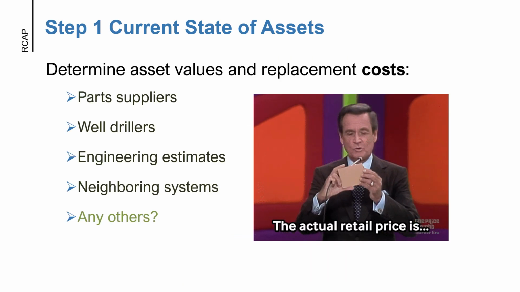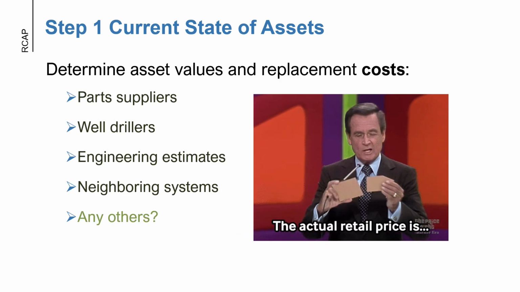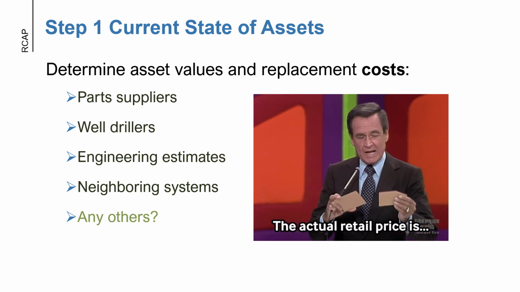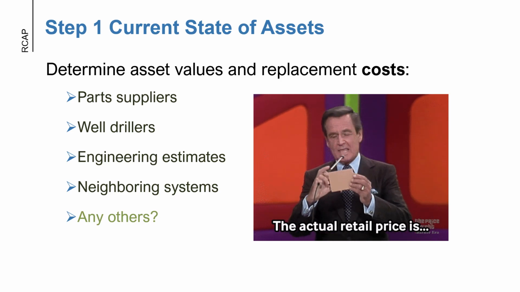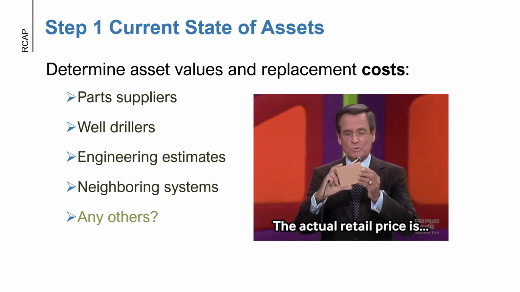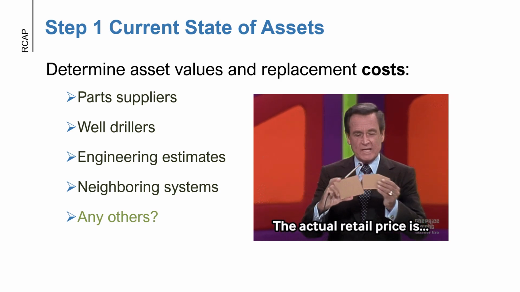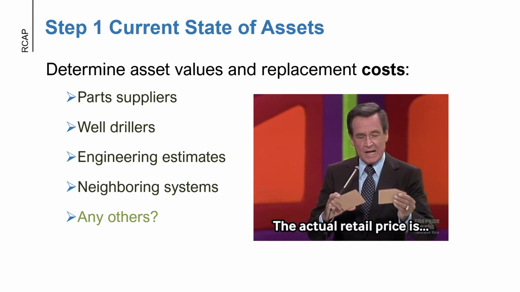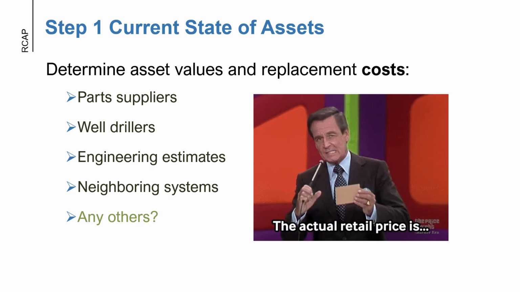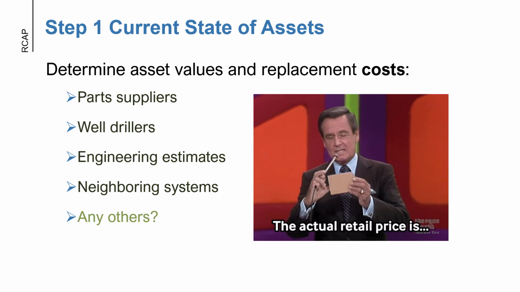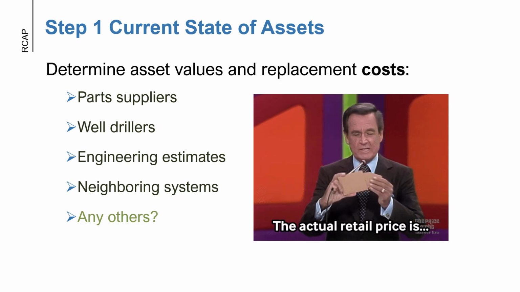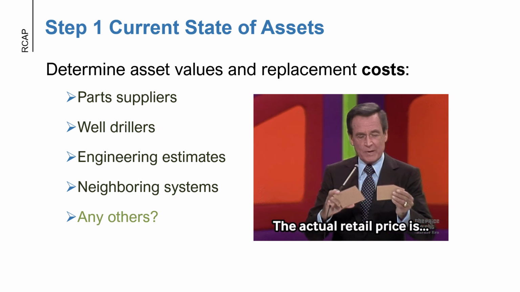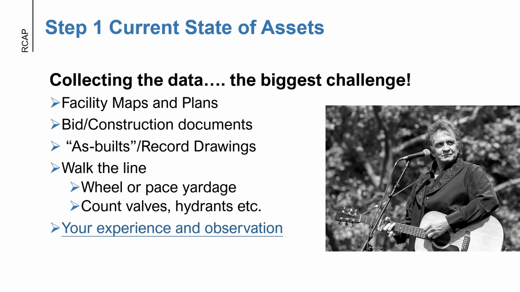You're also going to need to determine your asset values and replacement costs. Some places to find this information could include parts suppliers, your well drillers, engineers, neighboring systems, and your regulating agencies. Like here in Oregon, we've got Oregon Health Authority, and they've got regional engineers that might have current information on component costs that they've seen at other systems. So just maybe get a little creative if you don't already have this information on hand, but there are ways to figure it out.